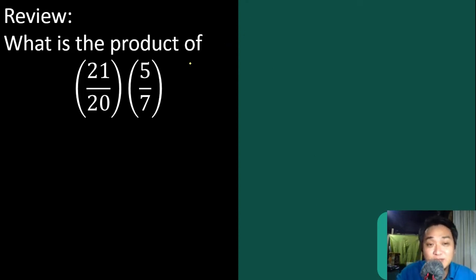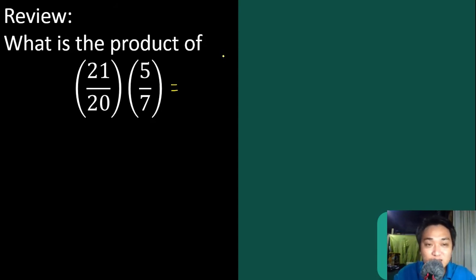topic nyo nung kayo ay elementary pa, no? So you're trying to multiply two fractions. Let's say 21 over 20 times 5 over 7. So in this case, the usual thing that we do is to multiply immediately those numbers, 21 times 5, 20 times 7, and then simplify it. Pero alam nyo ba, may mas madaling paraan dyan. Hindi na po natin muna kailangang i-multiply agad yung mga numbers.